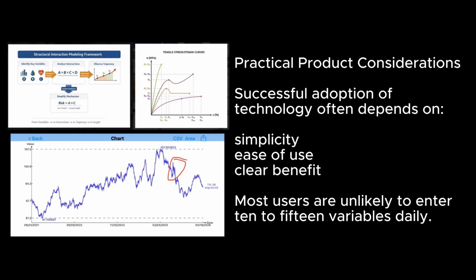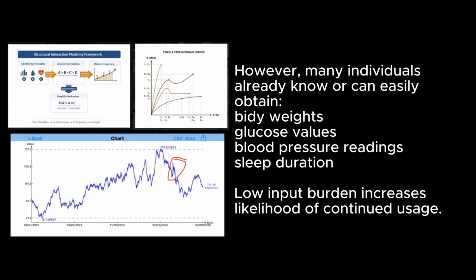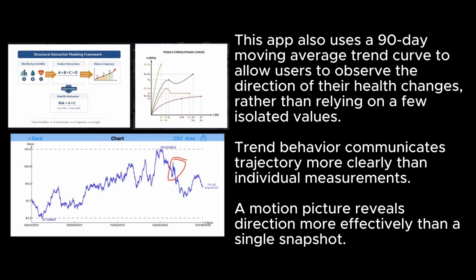Practical product considerations. Successful adoption of technology often depends on simplicity of use and a clear benefit. Most users are unlikely to enter 10 to 15 variables daily. However, many individuals already know or can easily obtain body weight, glucose values, blood pressure readings, and sleep duration. Low input burden increases likelihood of continued usage. This app also uses a 90-day moving average trend curve to allow users to observe the direction of their health changes, rather than relying on a few isolated values. Trend behavior communicates trajectory more clearly than individual measurements. A motion picture reveals direction more effectively than a single snapshot. This is part 1.